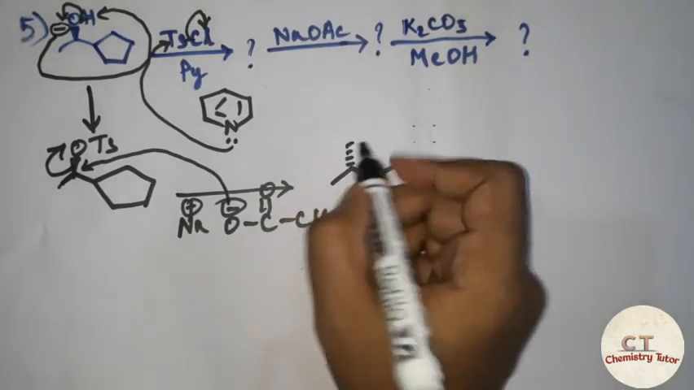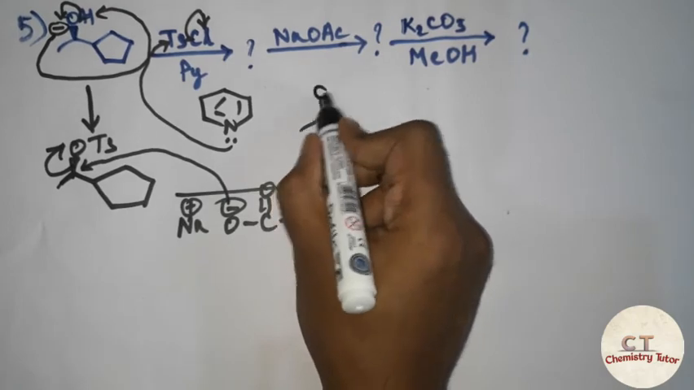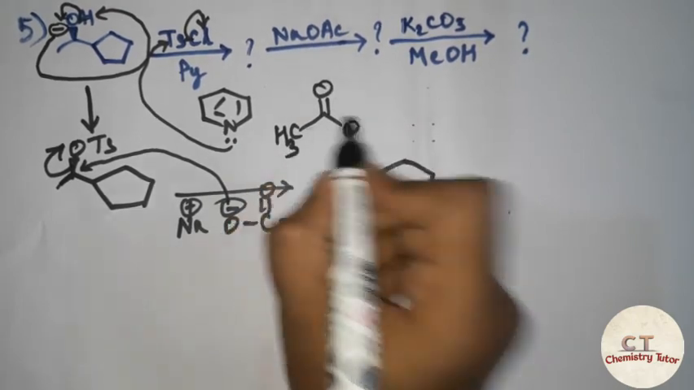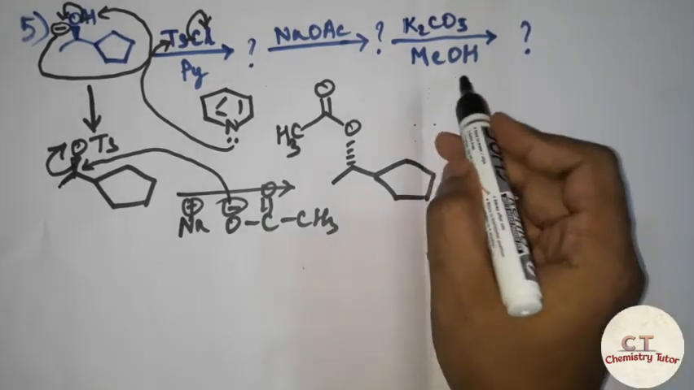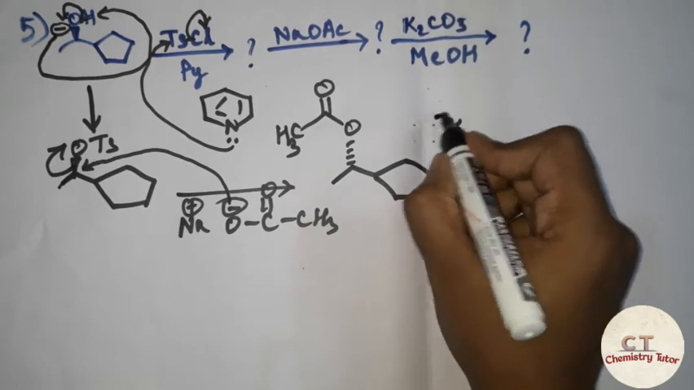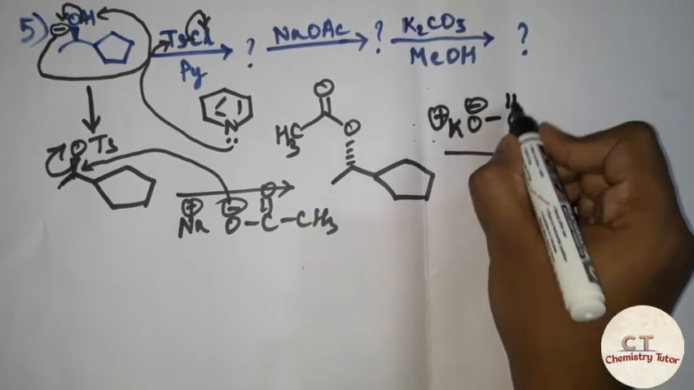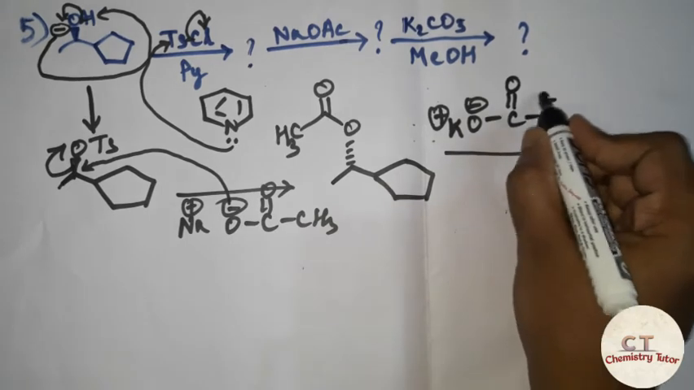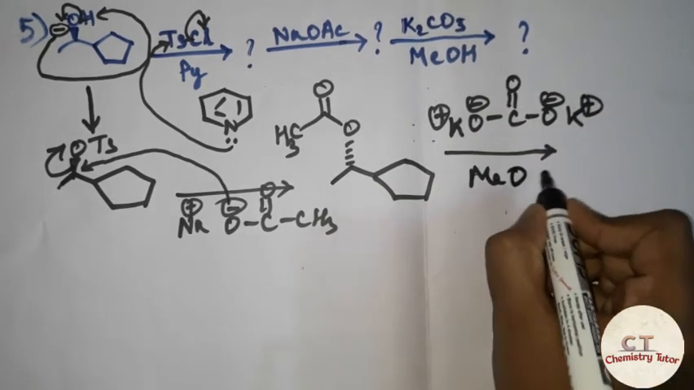below the plane, OCOCH3. And the next step, K2CO3 in presence of methanol. So K2CO3 is a base. Let me write the full structure of K2CO3: O minus, C double bond O, O minus, K plus. It is a base, in presence of methanol.